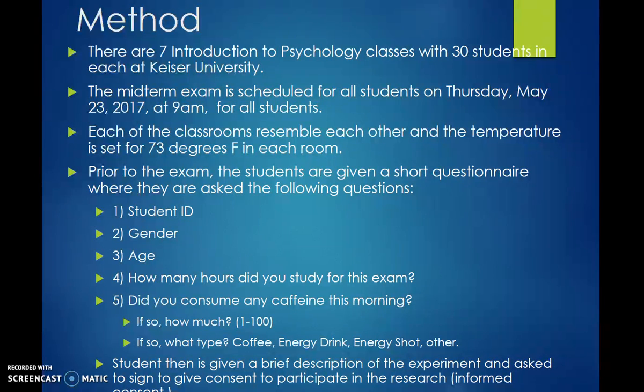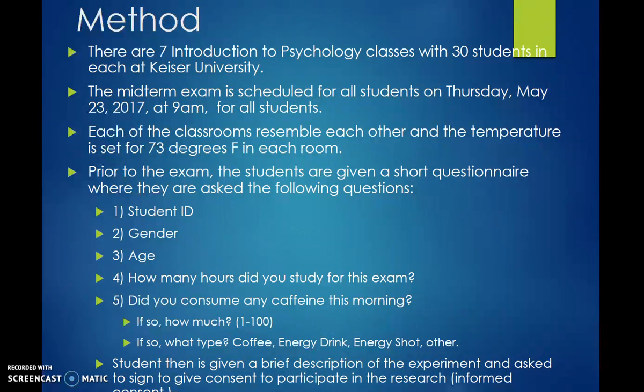Because I'm controlling for any kind of extraneous variable, like time, like location, like even the students that I'm pulling from, students who are coming from the exact same background. They're in the exact same class, so they should know how to do these things. Each of the classrooms resemble each other, and the temperature is set for 73 degrees.